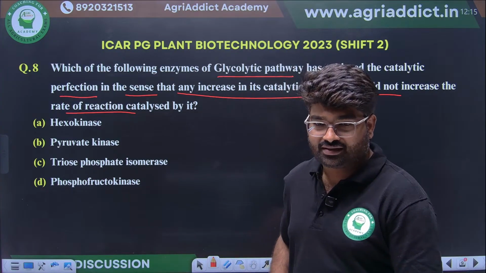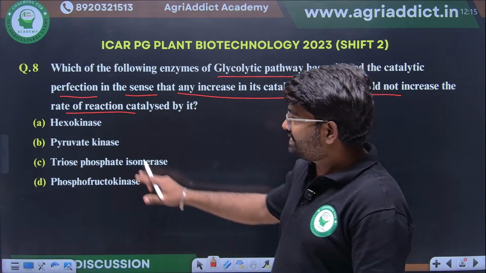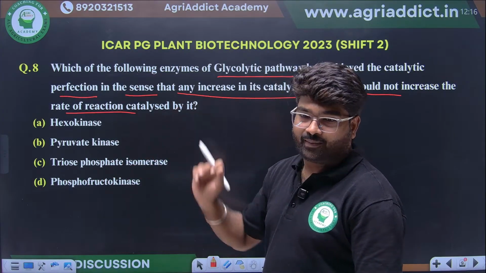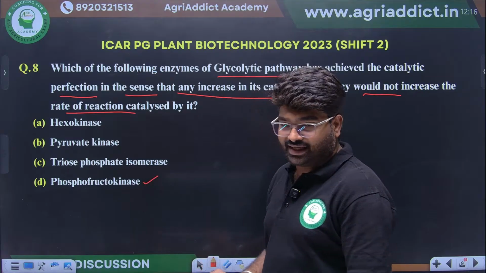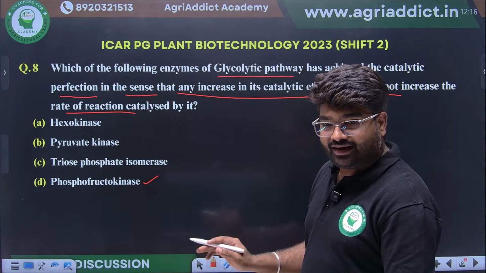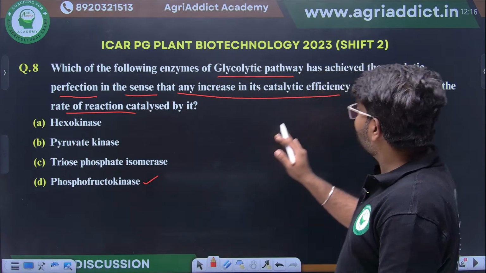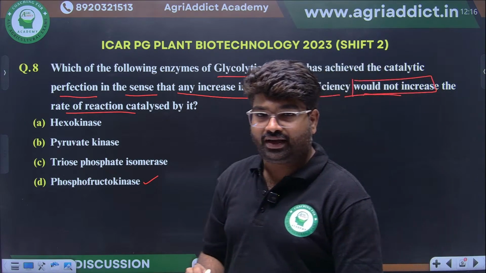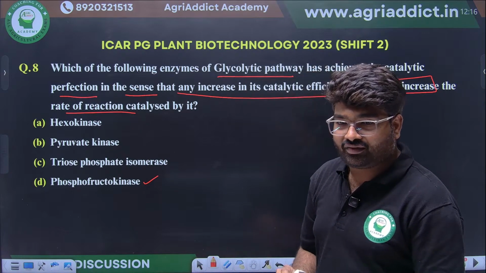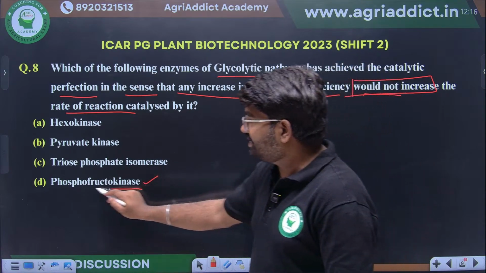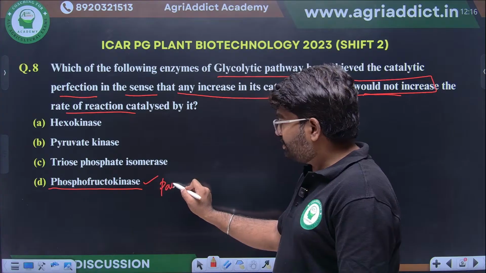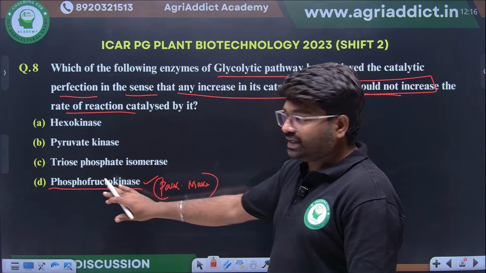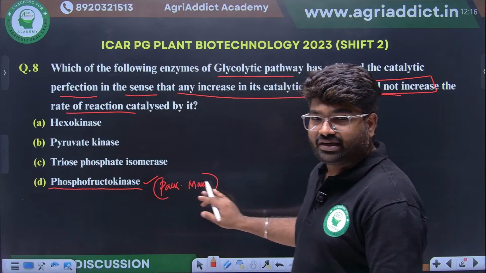What will be the answer? Whether it's hexokinase, pyruvate kinase, triphosphate isomerase or PFK. We know PFK is the regulatory enzyme. But in the question, what are they asking? Which would not increase? That's why I am saying you have to read the question properly. Which would not increase the rate of reaction? This is one of the regulatory enzymes. This is the pacemaker of glycolysis. Why are we saying this is the first commitment step? If this step happens, then it will enter into glycolysis.